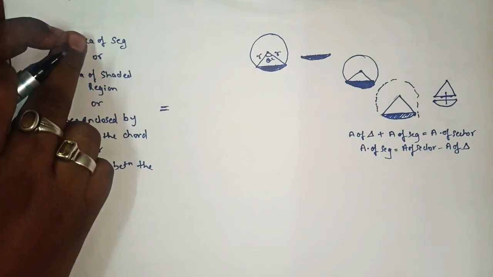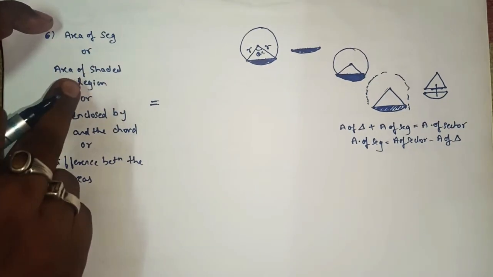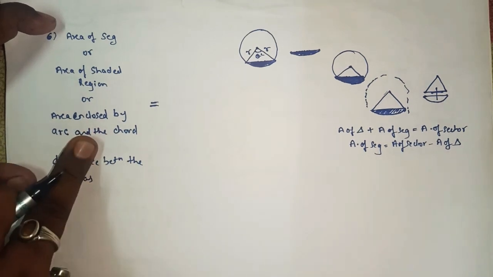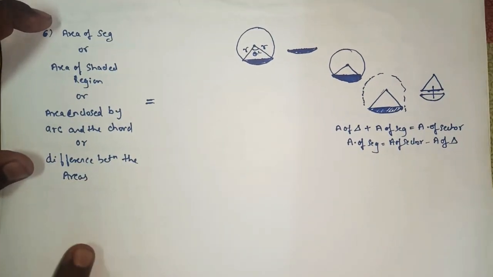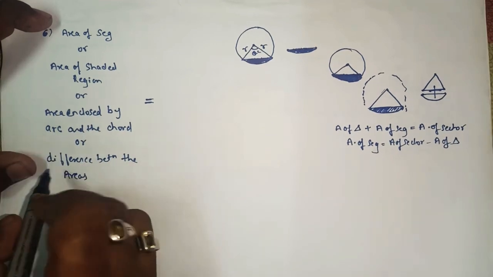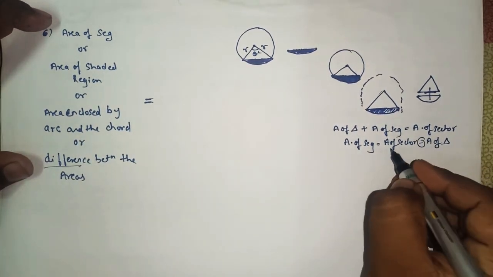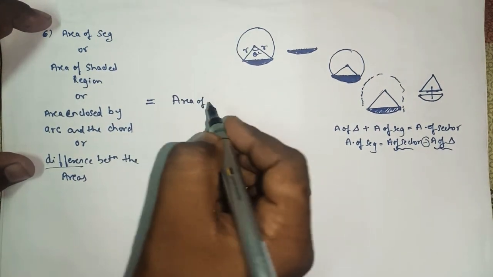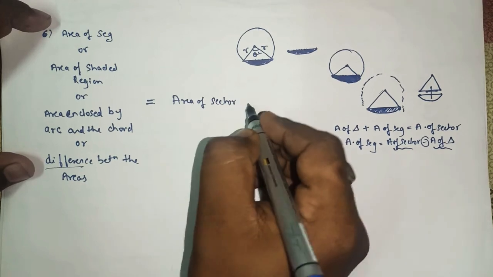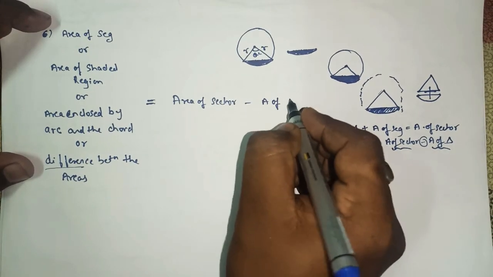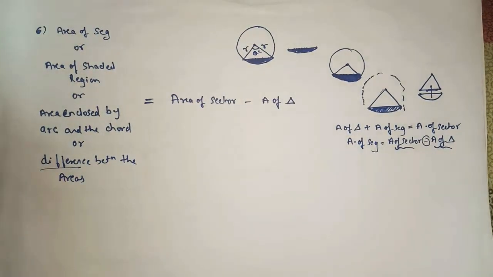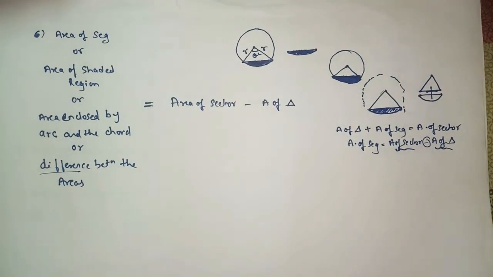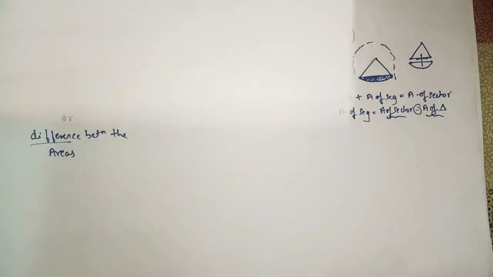If we got the formula for area of segment, of course the formula will remain the same for area of shaded region. It will be the same for area enclosed by the chord and the arc, and it will be the same for the difference between the areas. The difference between what? The area of sector and the area of triangle. So here the formula is area of sector minus area of triangle. For all the four cases, the formula will be the same: area of sector minus area of triangle.